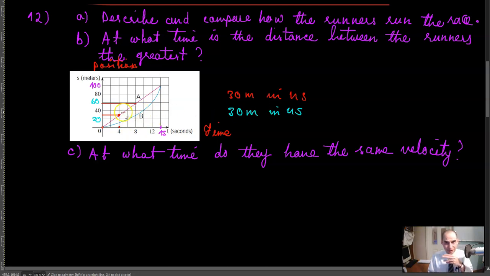So that means that the rate at which he's changing his position, he's not changing that rate. In simple words, he's essentially running at the same pace, starting from 0 seconds all the way up to 13 seconds. He has kept the same pace, meaning that he's not changing his velocity. Velocity is the same.